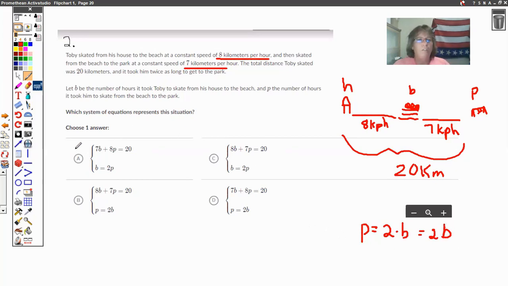So we're going to look for that. Well, we can eliminate this one because it has b equals 2p, and we can eliminate this one. And it leaves these two, right? Because they're both p equals 2b.